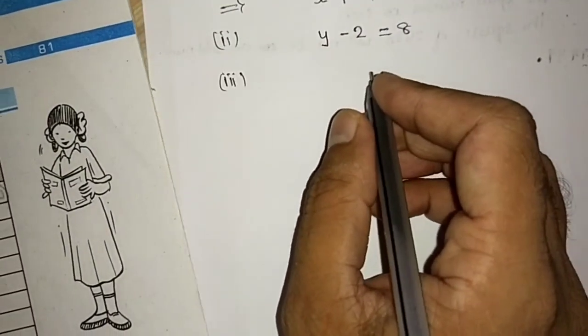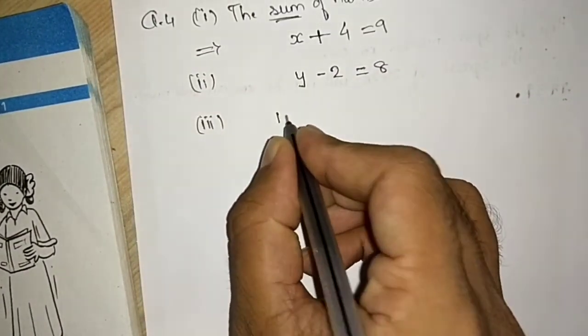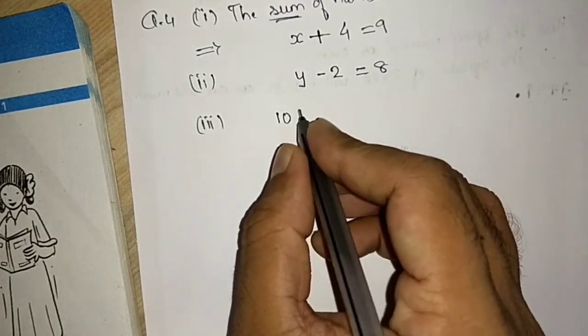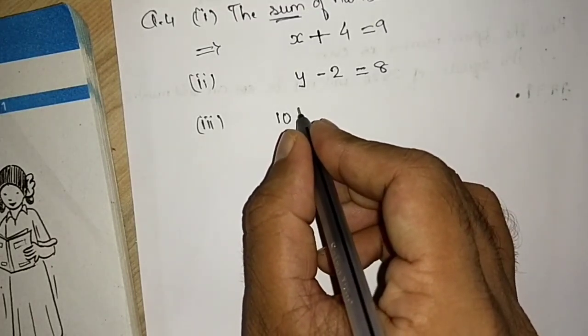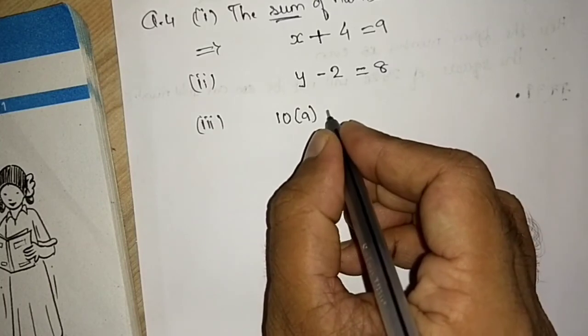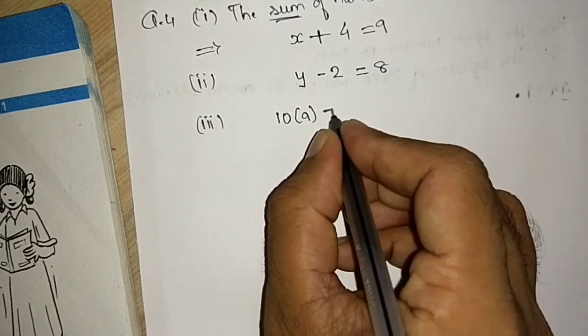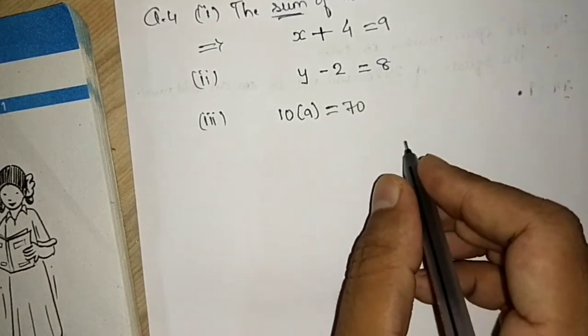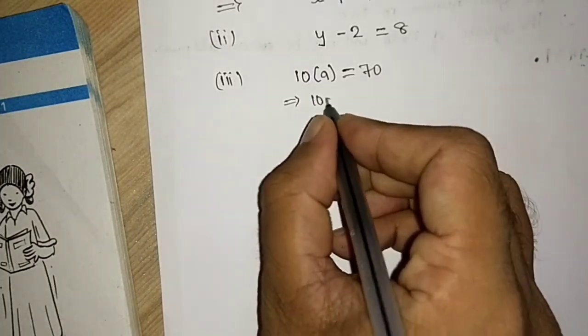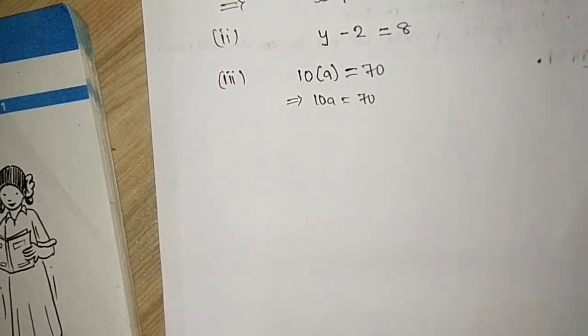10 times, whenever it comes times, 10 times means multiplication. 10 times a gives is 70. So we will write 10a is equal to 70. Hope you are understanding, students.